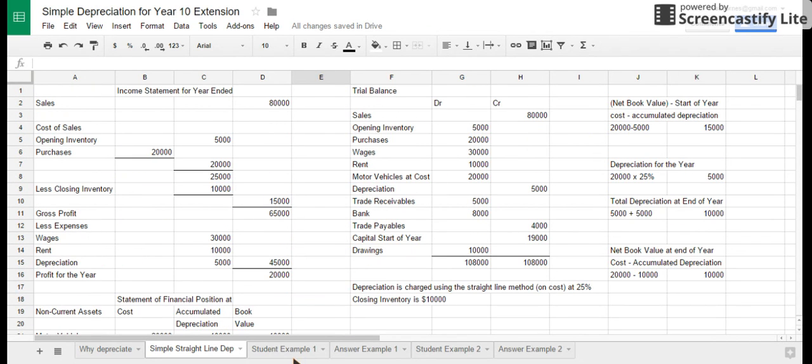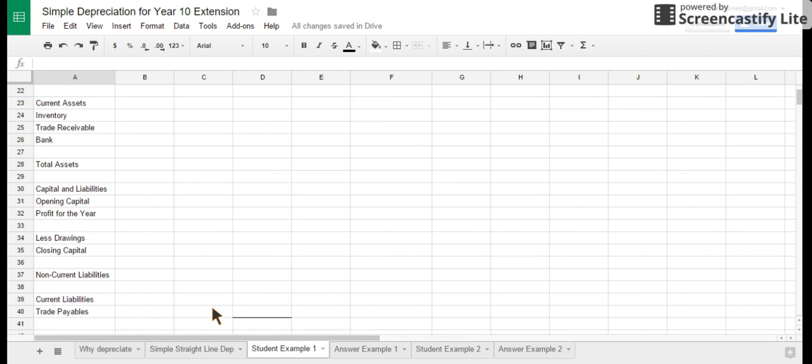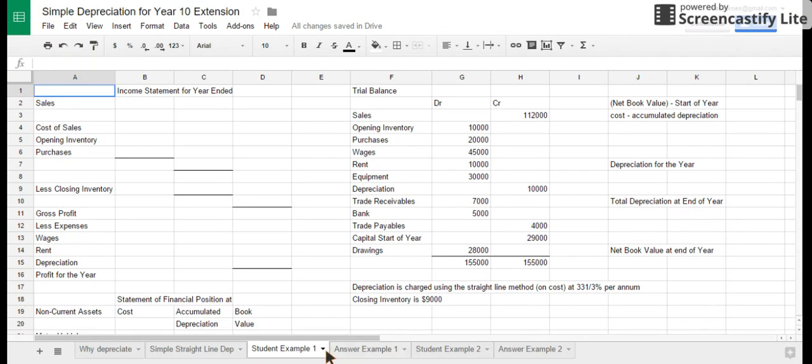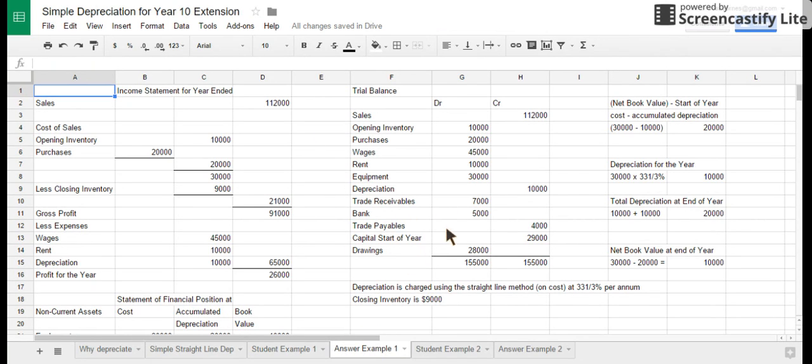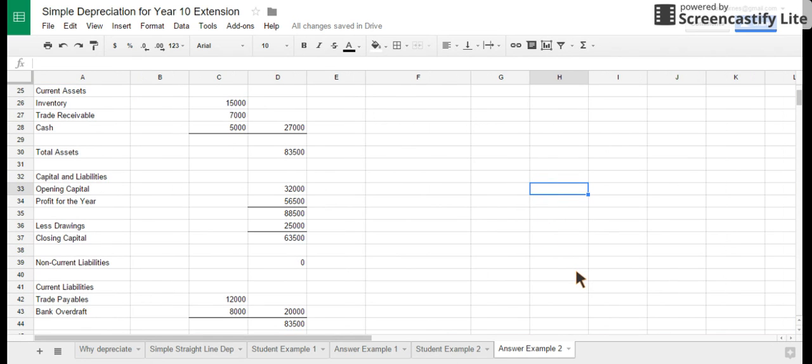I've done you a couple of examples to do. It's very much doing what we've already done. There's a template there, so that should make life a little bit easier for you. Then you can compare your answers to the answers to the two questions that I've provided.